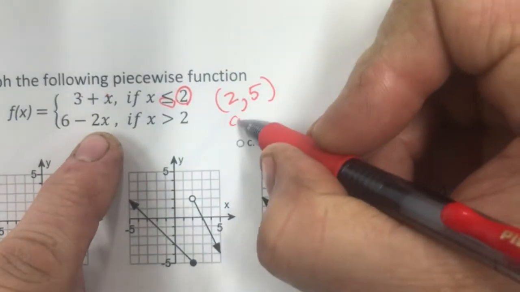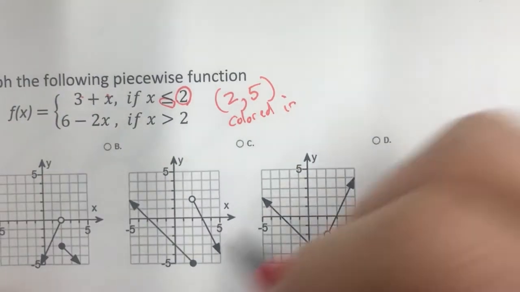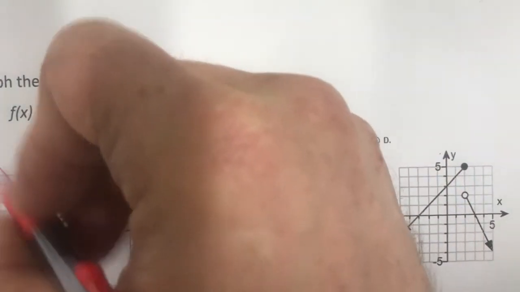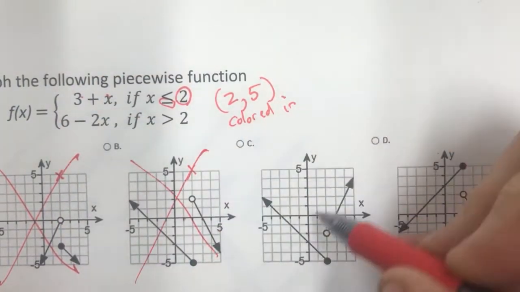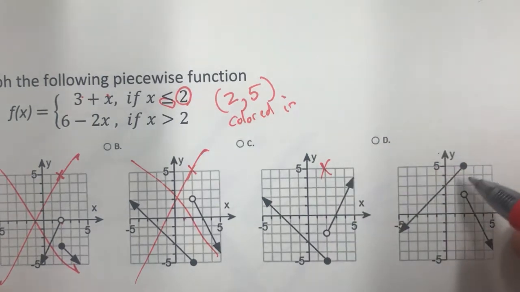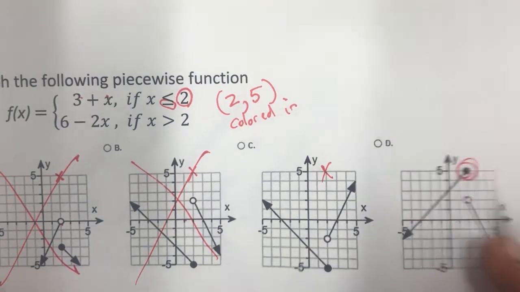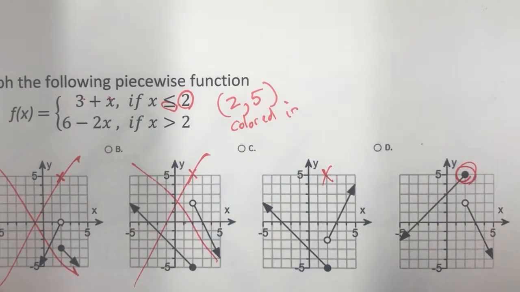That should be colored in. So I'm going to have 2, 5, which is right there, not colored in. This is not right. 2, 5, it's not even there. 2, 5 is right there. There it is. So this is the answer right here, just because that's the only one that has that point colored in.